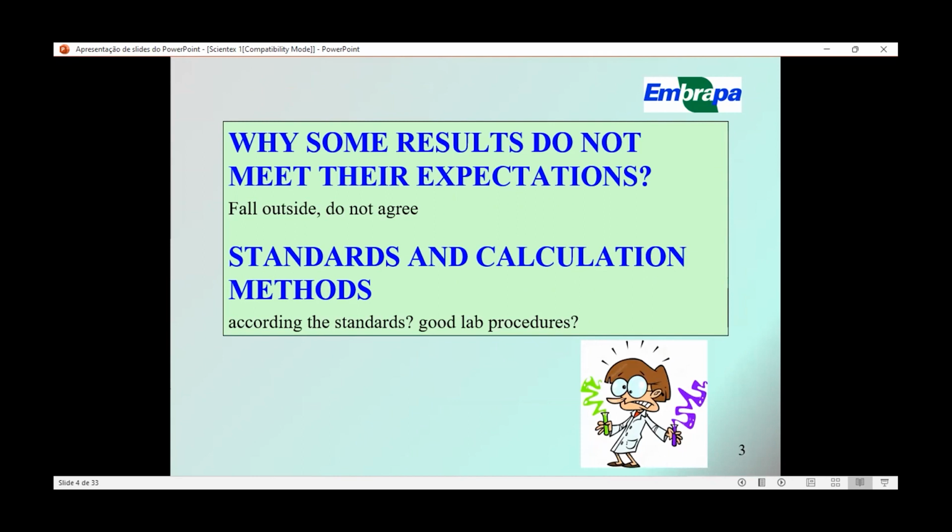But why do some results not meet expectations? Some results fall outside expectations. And therefore, we ask, why does this happen? Other results do not agree with those already published or previously obtained. However, there are standards and calculation methods to be followed.